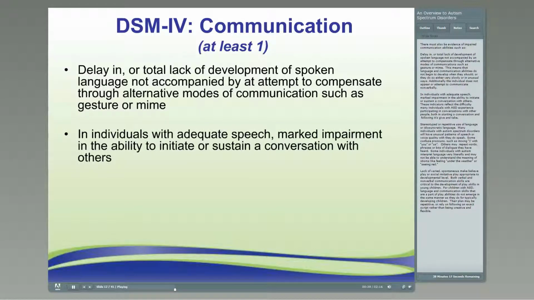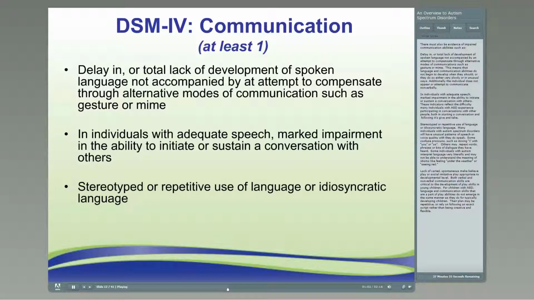In individuals with adequate speech, marked impairment in the ability to initiate or sustain conversation with others. These indicators reflect the difficulty many people with autism spectrum disorders experience participating in conversations with other people, both in starting conversations and following its give and take.